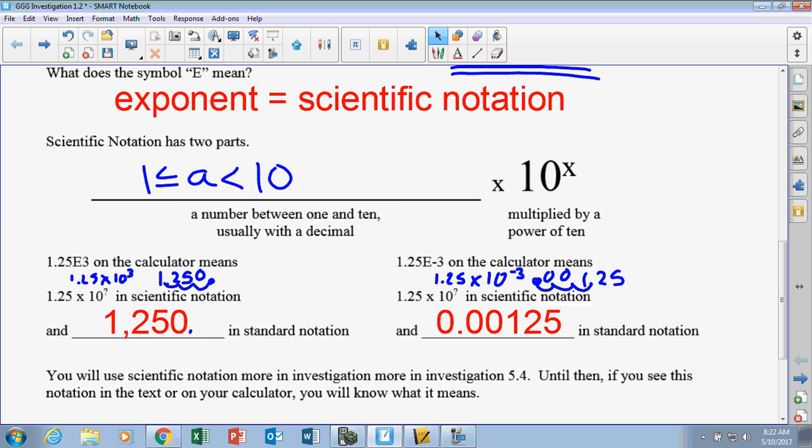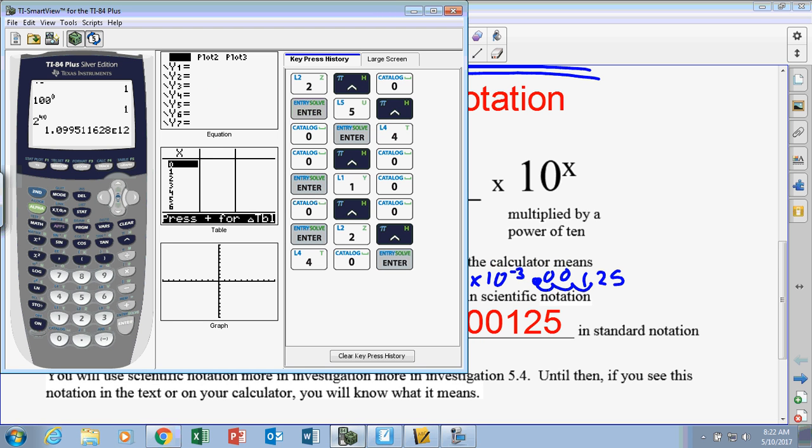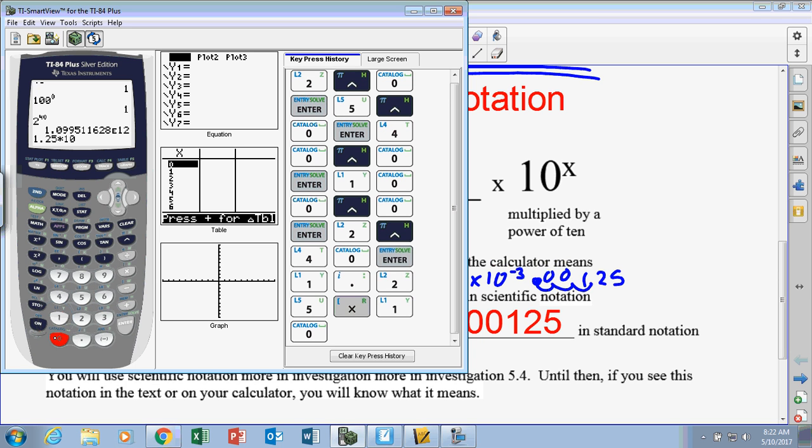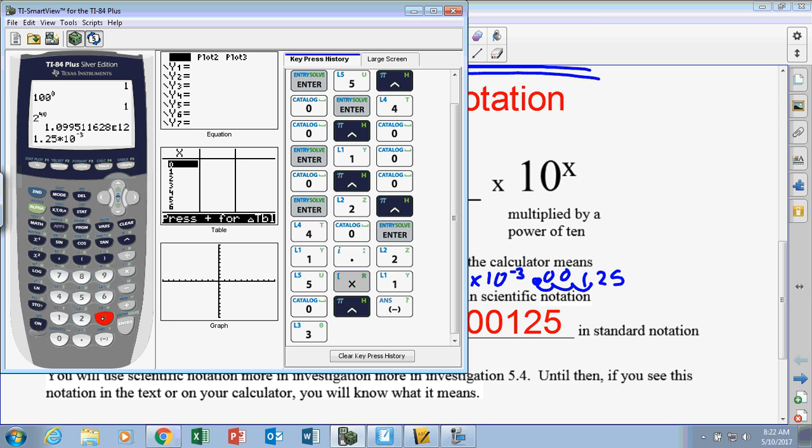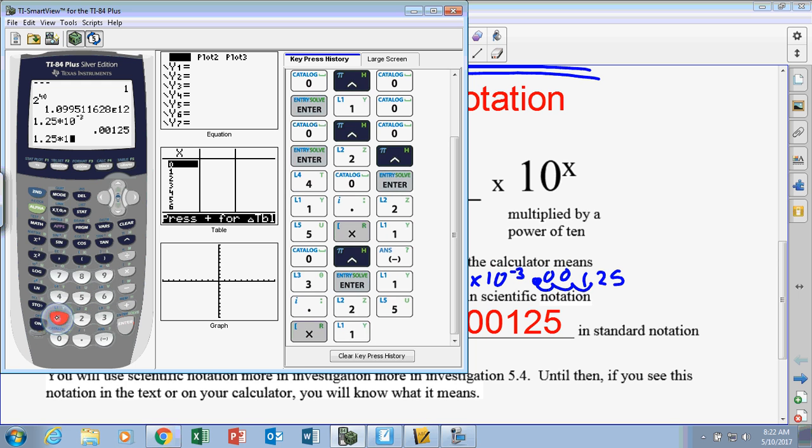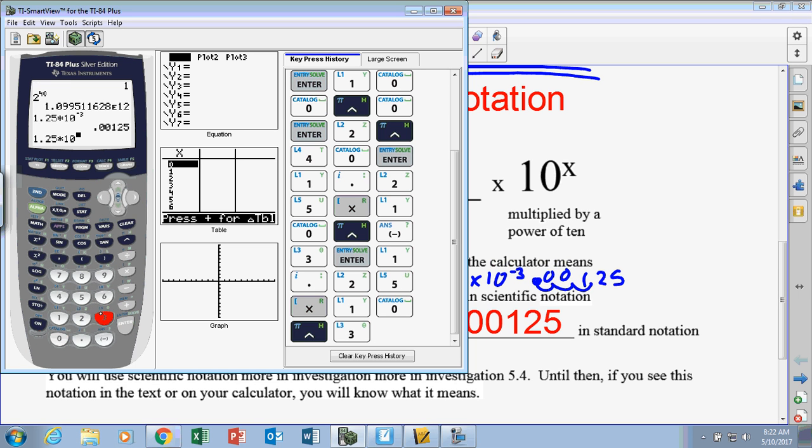And if you plug this into your calculator, if I take 1.25 times 10 to the negative 3rd power, that's what it tells me. So that's how you can check it in your calculator too. Okay. And if we were to write 1.25 times 10 to the 3rd power, you can see it matches up right there.